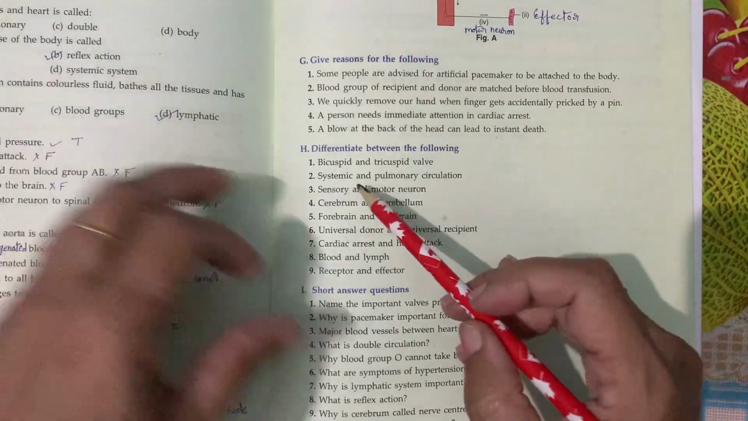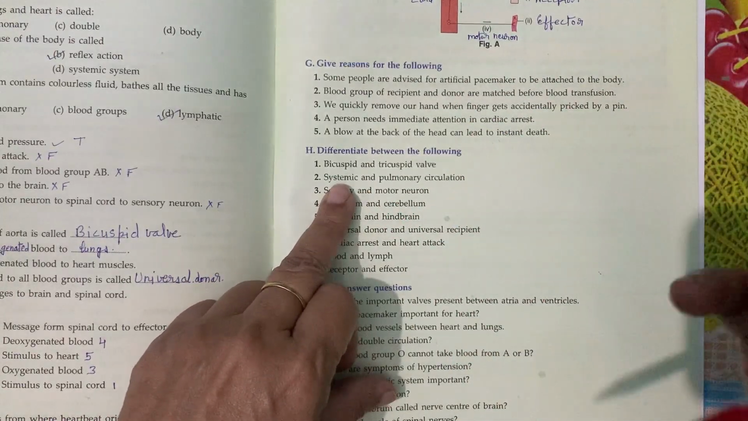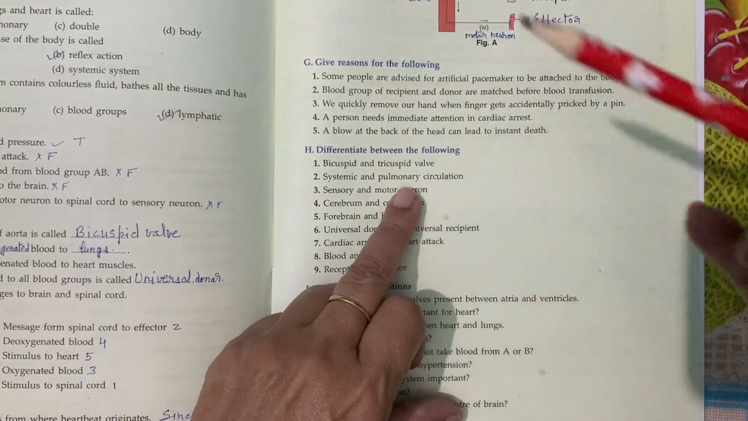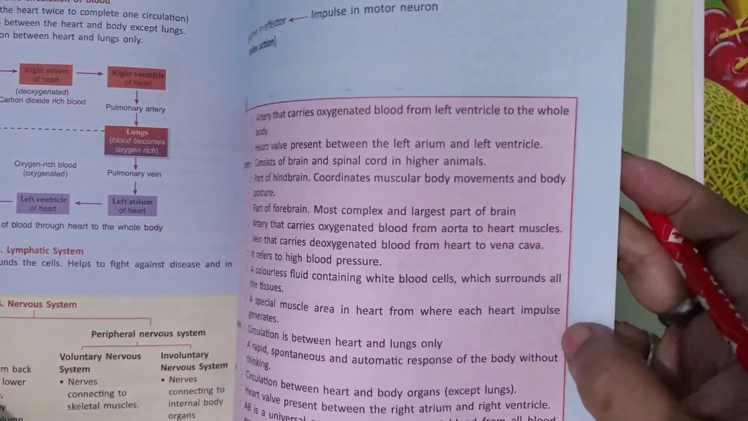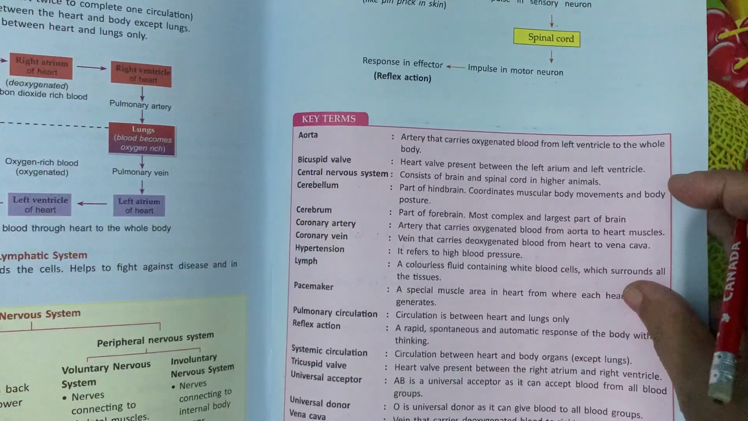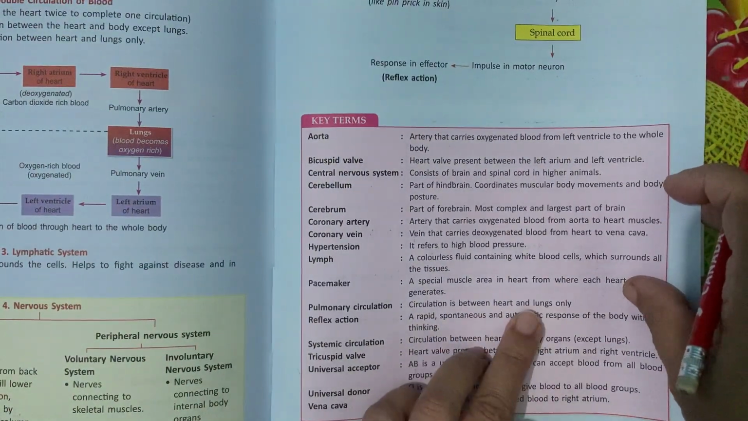Systemic and pulmonary. The circulation of blood from the heart to different parts of the body is called systemic circulation, and the circulation of blood from the heart to the lungs is called pulmonary circulation. Pulmonary circulation is between the heart and lungs only.